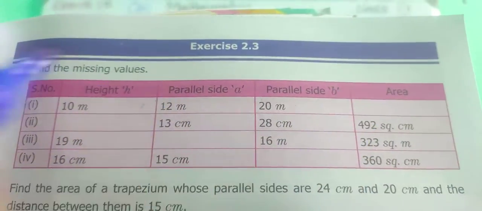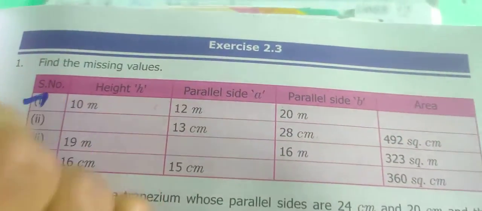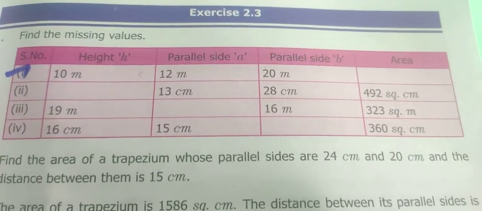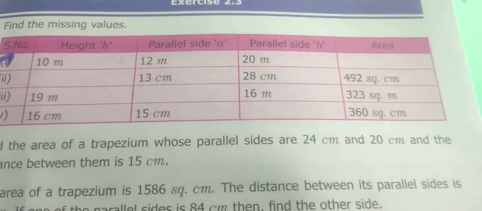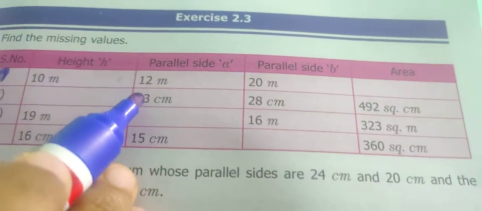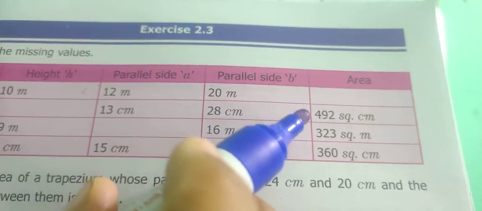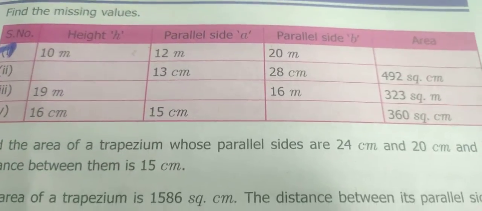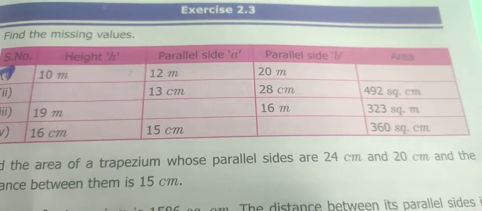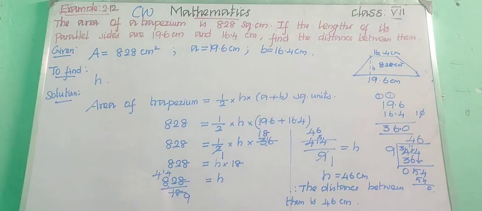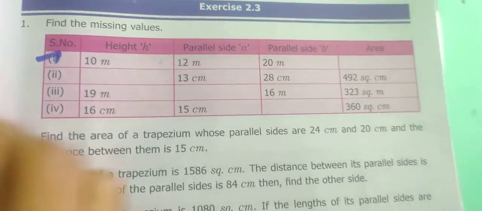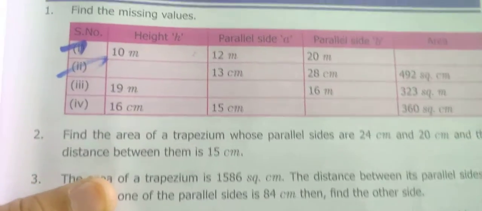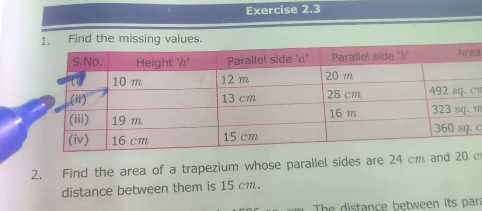We need to find the area. So just simply apply that in the area of trapezium formula and find the answer. And see the second one. Parallel side A is given, parallel side B is given and also area is given. So we can find the height by applying the area of trapezium formula. We did the last example in the same model. Here also we just find out the height. So the first and second is your homework.